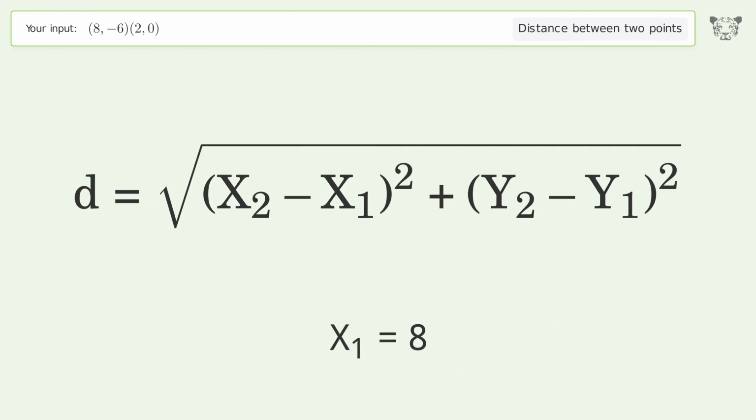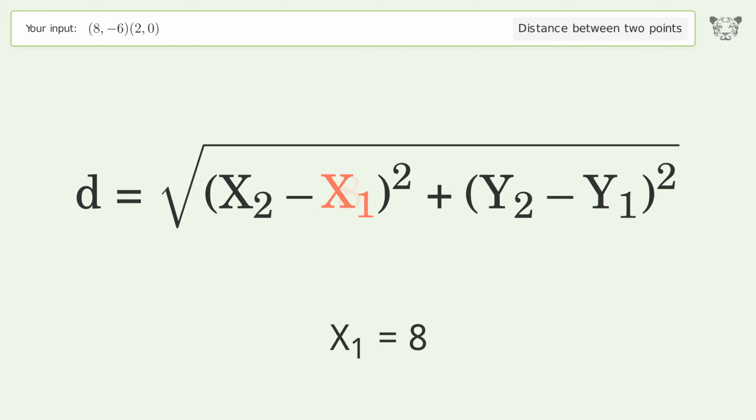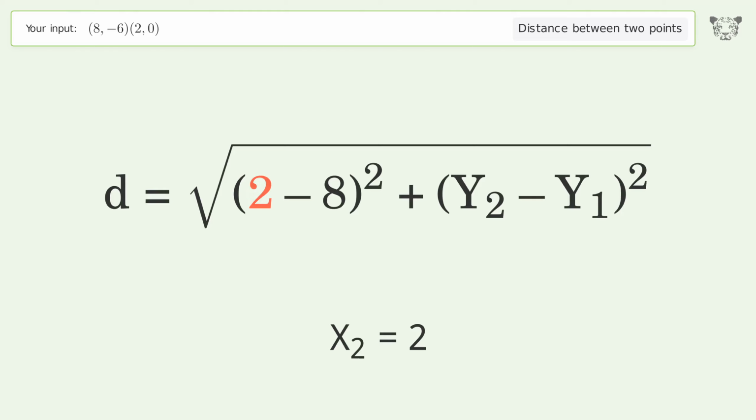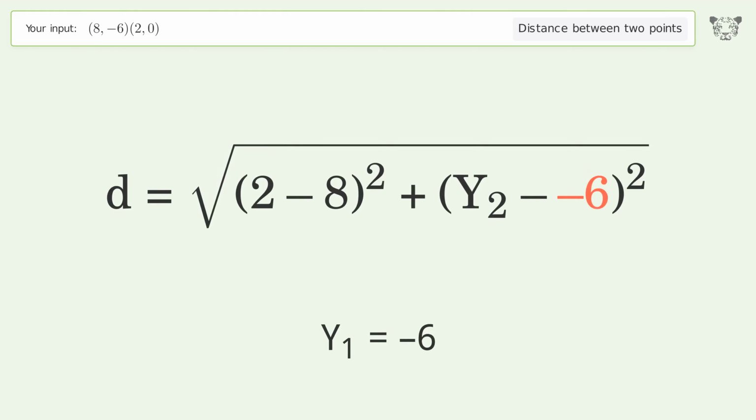x1 equals 8. x2 equals 2. y1 equals -6. y2 equals 0.